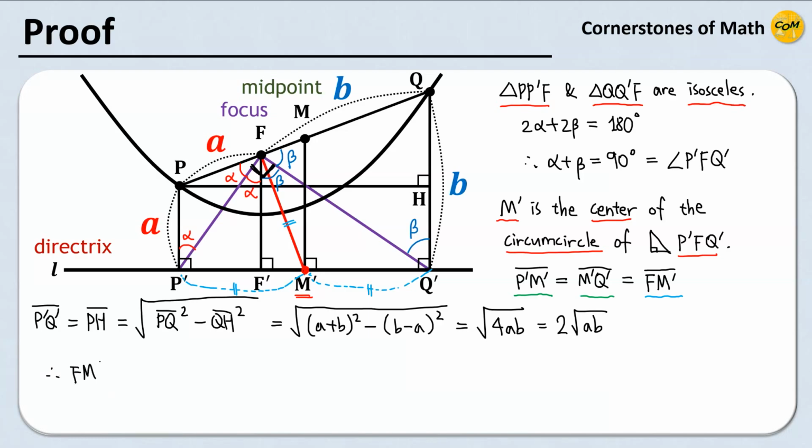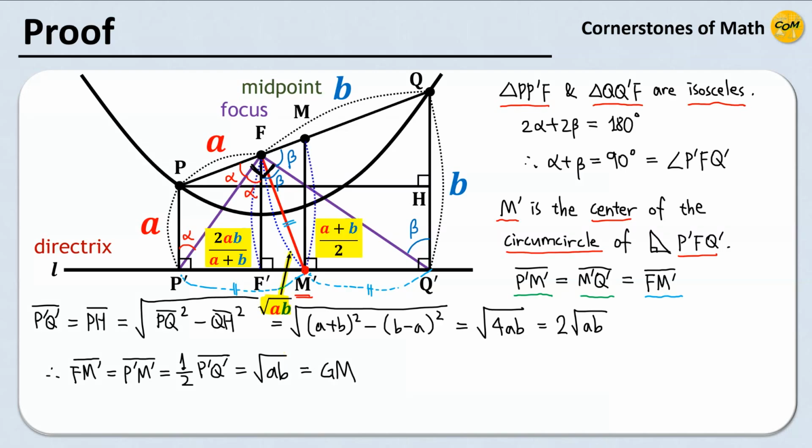Therefore, length FM prime, which is also equal to length P prime M prime, is just 1/2 of length P prime Q prime, which is just square root of AB, which is the geometric mean. So we have the geometric mean right here. And we have already found the length corresponding to the arithmetic mean and the harmonic mean.